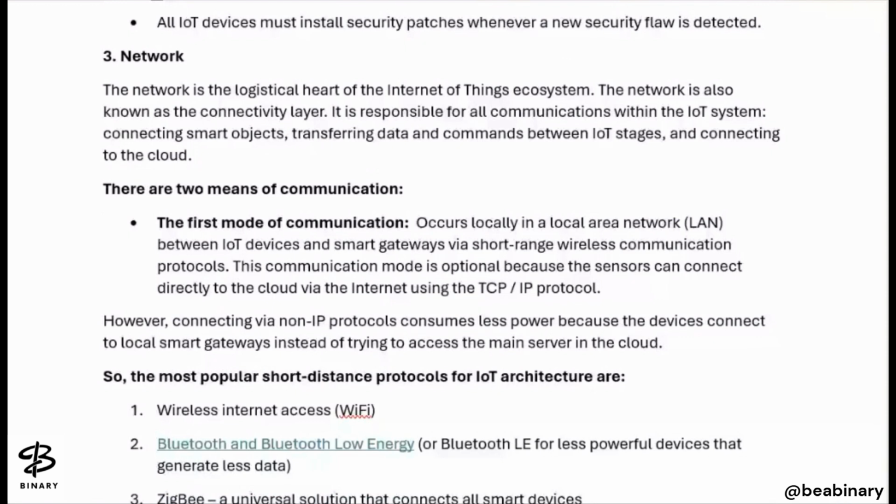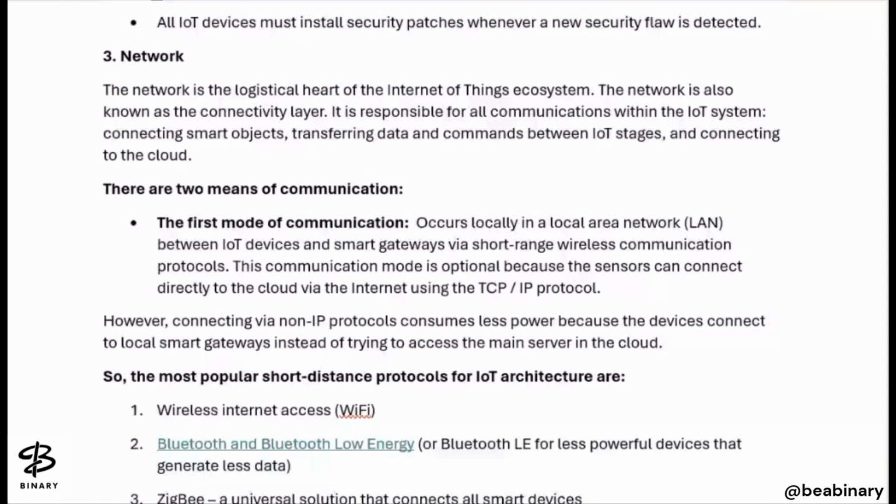Communication mode is optional because the sensors can connect directly to the cloud with the internet using the TCP/IP protocol. So whether we are talking about connecting the devices physically or connecting the device to the sensors over the cloud using the TCP/IP protocol. However, connecting with a non-IP protocol consumes less power, definitely, because the devices connect to the local smart gateway instead of trying to access the main server in the cloud. So somewhere the efficiency will be there, or the fast work will be there.